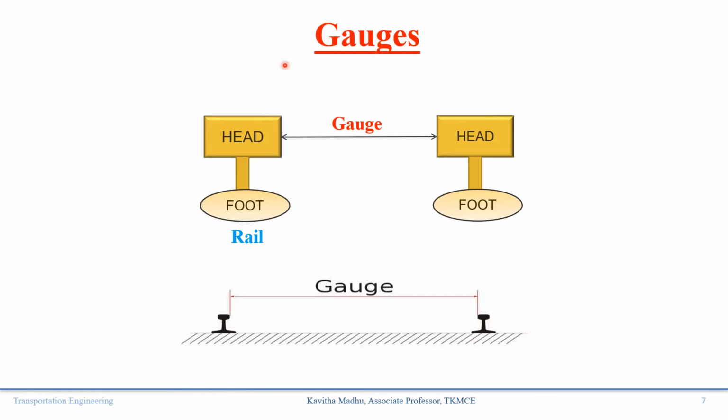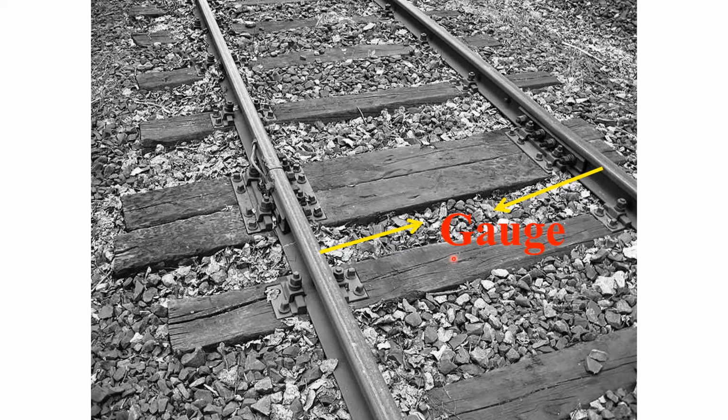Gauges. Okay. So the rail has three parts. One is the head over which the wheels are running. Then there is a foot which is connected to the sleeper, and the head and foot are connected by means of a portion called web. So gauge is the clear distance between the heads of two parallel rails. You can see here, this is the gauge. The gauge is shown in the figure. So it is the clear distance between the heads of two parallel rails.